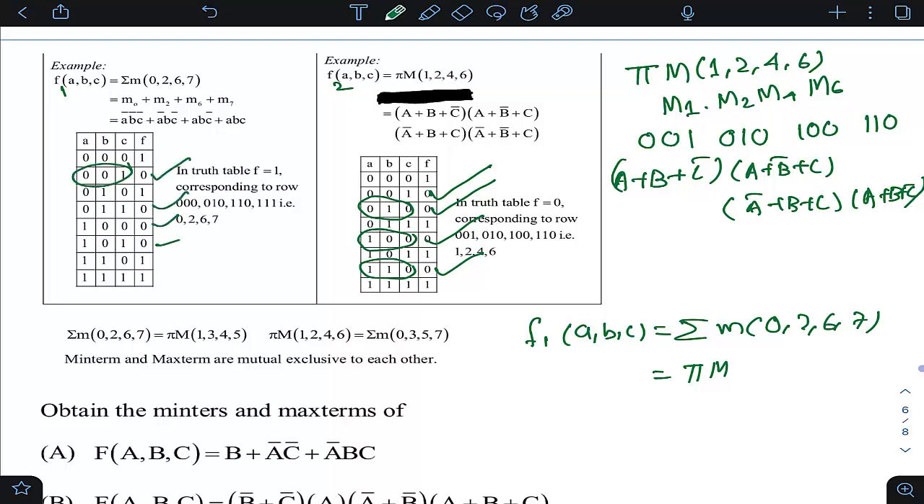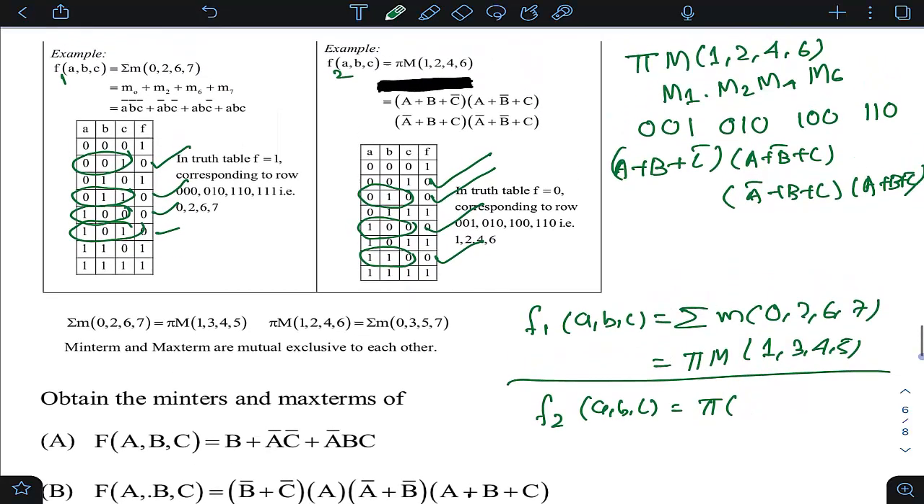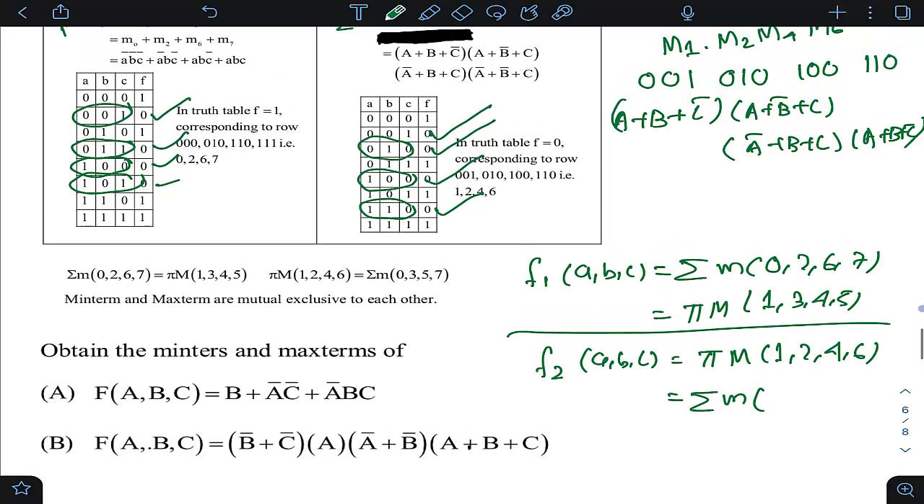What is this? This is 1. What is this? This is 3. This is 4. This is 5. So 1, 3, 4, 5. And in F2 of ABC, we obtained the corresponding Maxterms, and the Maxterms are 1, 2, 4, 6. If Maxterms are 1, 2, 4, 6, then what are the Minterms? If you check in this case, this is 0, this is 3, this is 5, and this is 7. So 0, 3, 5, 7.